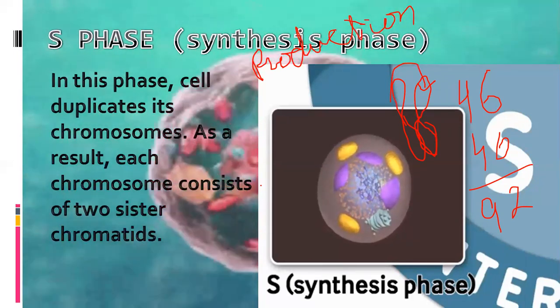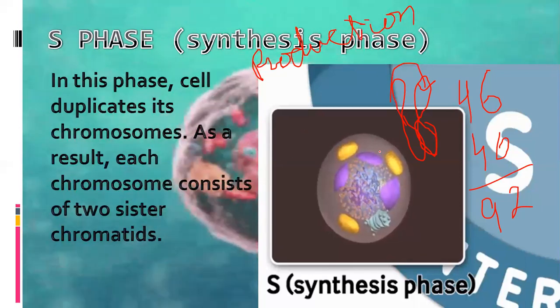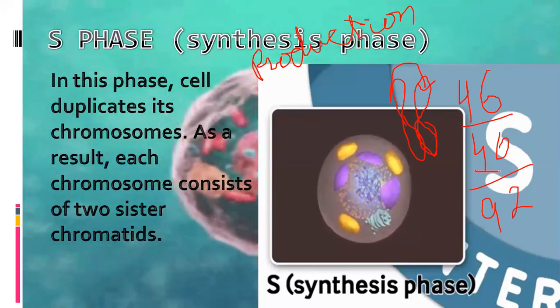Because when the cells divide, the chromosomes will split and the cell divides into two, so both cells will have the same number of chromosomes. So chromosome numbers must not be increased or decreased. If increased or decreased, what will happen, we will see in the next slides, inshallah. So duplication of chromosomes is done and each chromosome consists of two sister chromatids.